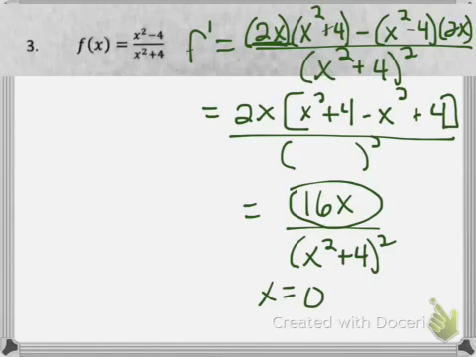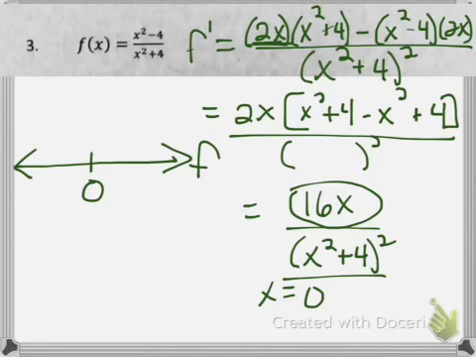So I have to look at the denominator. Does that ever equal 0? No, because x squared will never equal negative 4. So I just have one critical number at 0. Now I go to my sign chart. I have 0. This is the sign chart of the first derivative. And I test, say, negative 1, and I test positive 1 into the derivative. And I will get a negative over here and a positive over here.